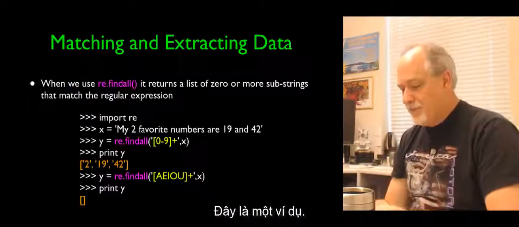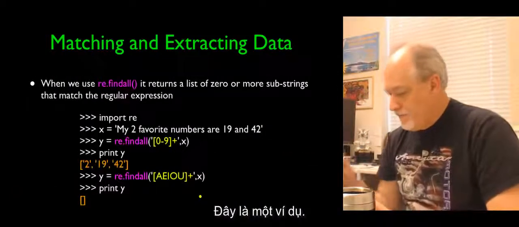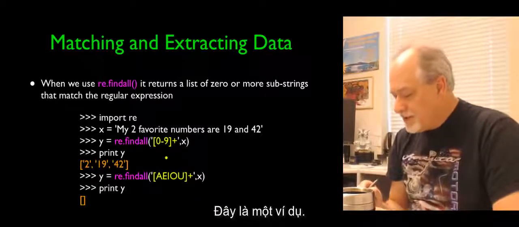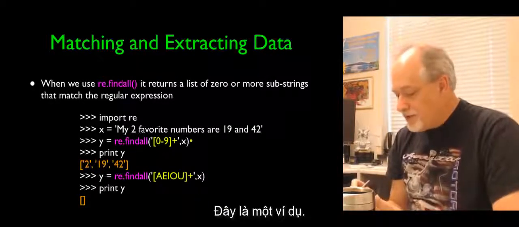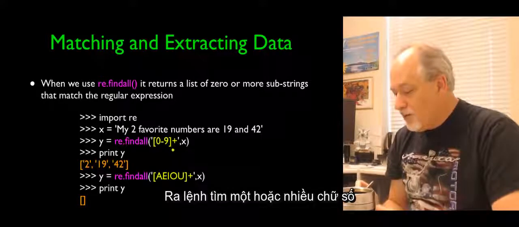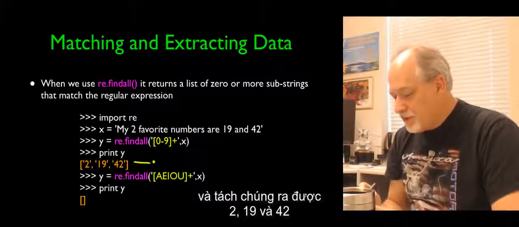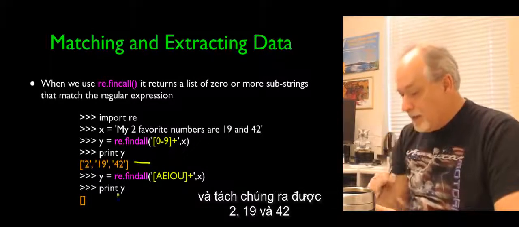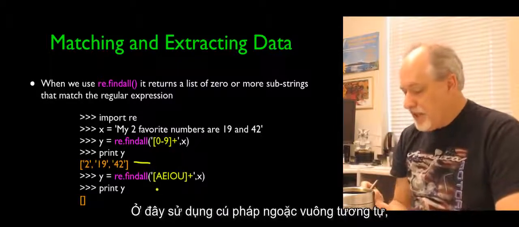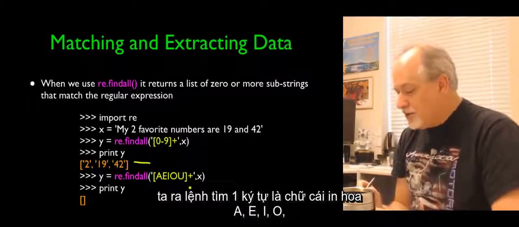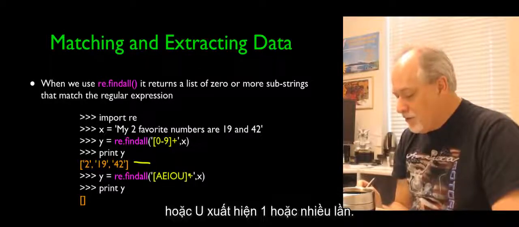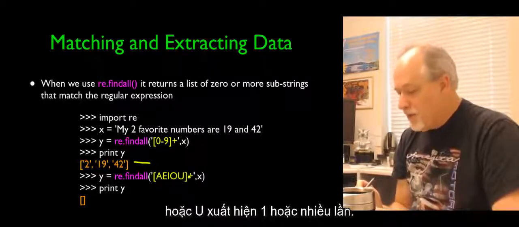So here's an example, that's the one I just did. Find me one or more digits and then extract them. So 2, 1942. Here I'm saying, using the same bracket syntax, to look for a single character, a capital A, E, I, O, or U, and one or more of those.